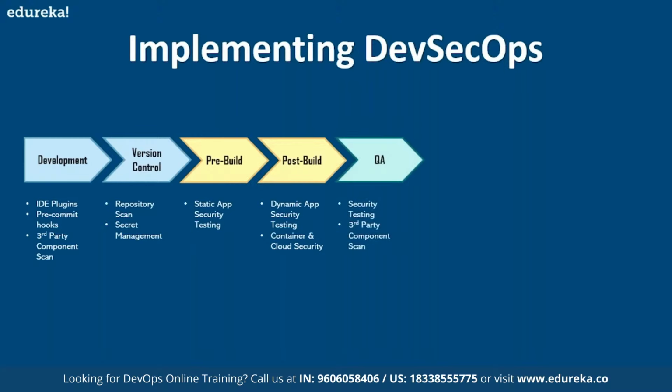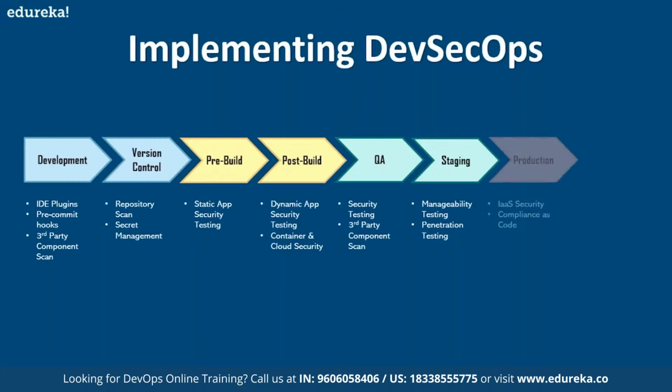Quality and QA: during the QA check, we will have a look at the security testing. Third-party component scan shall be conducted again. Staging: at the staging stage, we'll have a look at manageability testing and penetration testing. Production: at the production stage, the infrastructure as a service security, wherever you're deploying the model, we'll have to check the security of that infrastructure and the compliance of the code. Okay, so all these aspects will be looked into from development to production, and once it is productionized, during the monitoring stage, all the security monitoring and alerting will be taken into action.